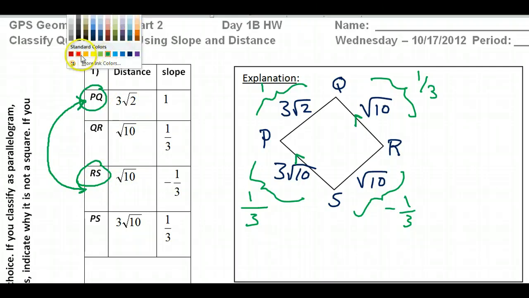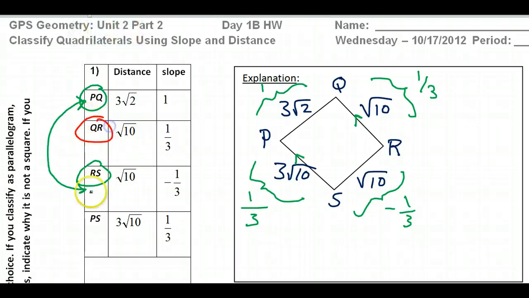In the same way, QR and PS, if you skip a row, you're talking about opposite sides. So these are opposite sides, and again, they are not congruent. Okay, so fine, it's not a parallelogram.